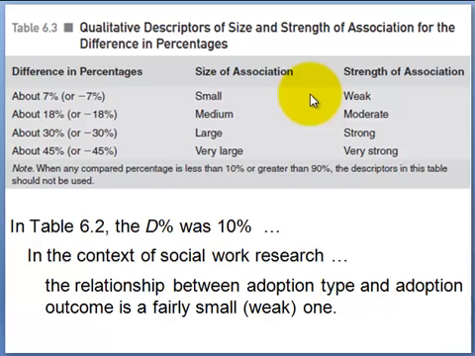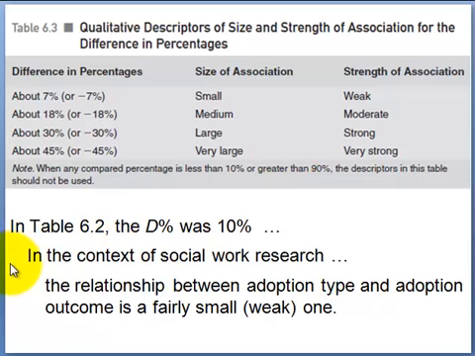I'm meaning approximately so. And on the other end of the continuum, were you to see a difference in percentages that was about 45% or greater than this, or I could also say a difference in percentages that was less than -45%, now we're dealing with size of association that is clearly very large, or we could equally well say that the strength of association is very strong.